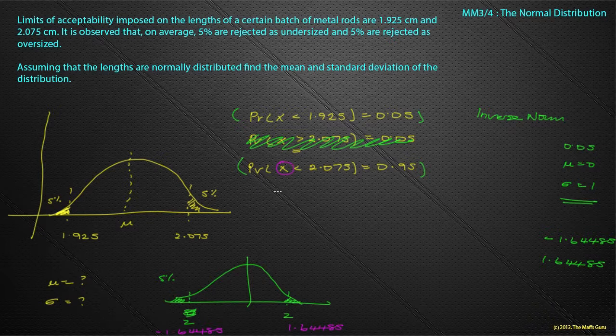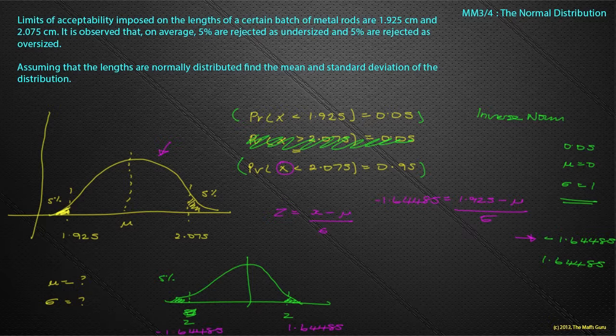Well, quite easily really, because we know how to get from our normal distribution to our standard normal distribution. If you remember, our z-scores are given by the value of x minus mu, over sigma. So I know my lower z-score, minus 1.64485, is equal to x, and we know the x value of that is 1.925, minus mu, we don't know what mu is, divided by sigma. So I don't know either of those.